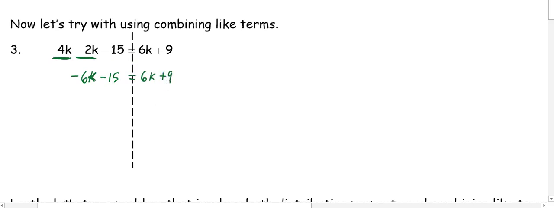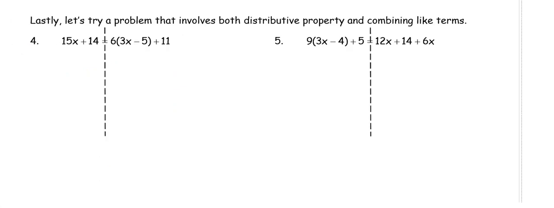So the smaller variable in this case is -6k, so we're going to add 6k to both sides. So we get -15 equals 12k plus 9. So to get the 12k by itself, we're going to subtract 9 from both sides. -24 equals 12k. And then we can divide by 12. So k equals -2. In the last two problems, we're going to combine using distributive property, combining like terms, and what we talked about yesterday.